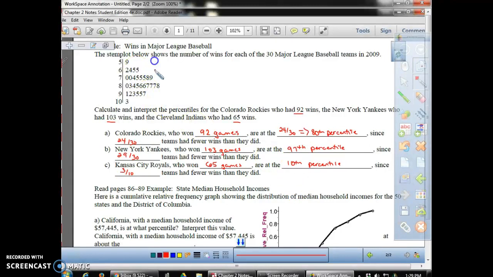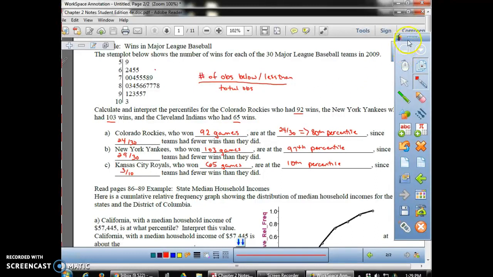So pretty straightforward. You're looking for the number of observations below out of the total. So let me summarize that. Number of observations below or less than, over the total observations.